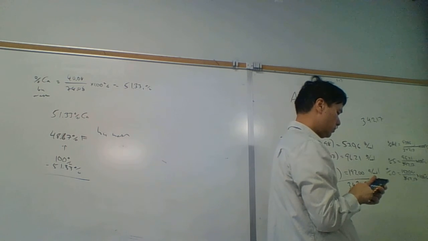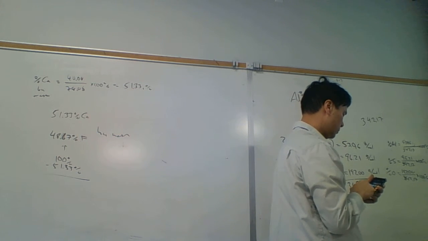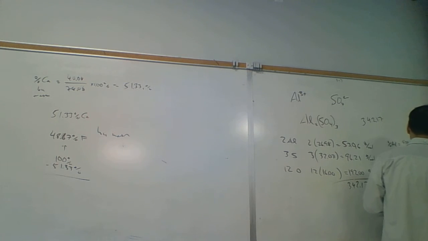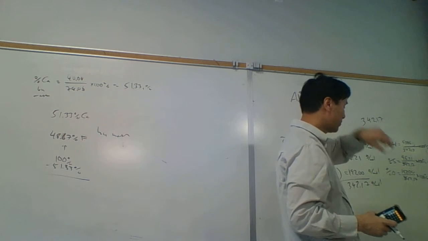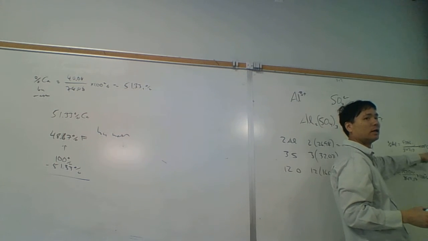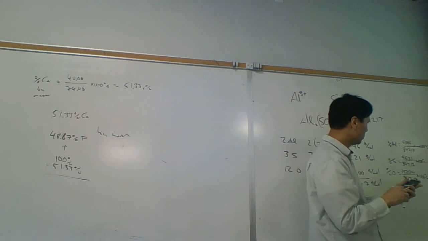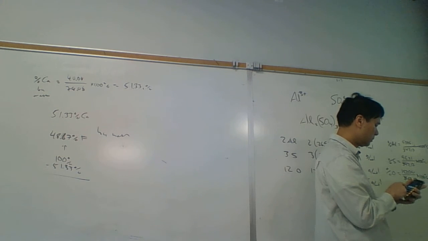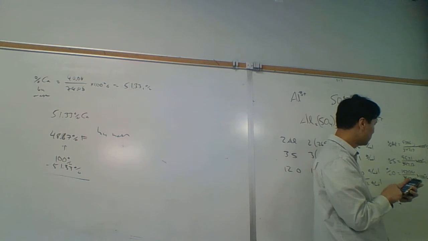So 192 divided by 342.17 is 56.112%. Okay, now here's the check on this. These three should add up to 100%. I carry one extra digit so I can try to lower the round-off error. So let's see. 15.769 plus 28.117 plus 56.112.